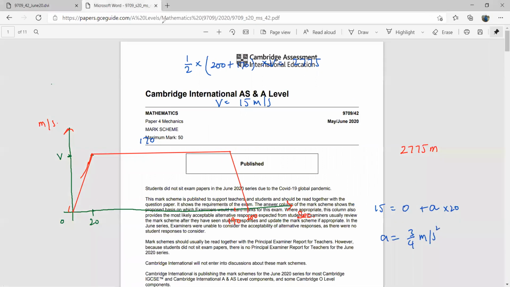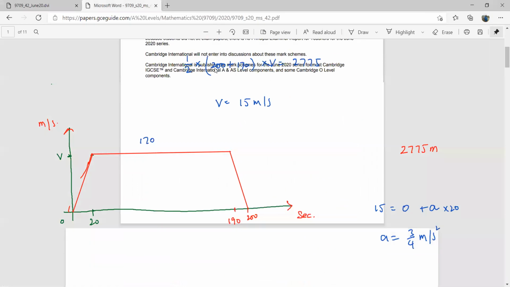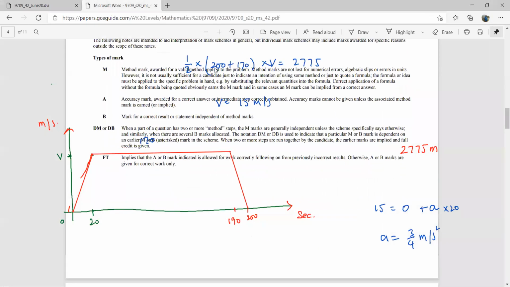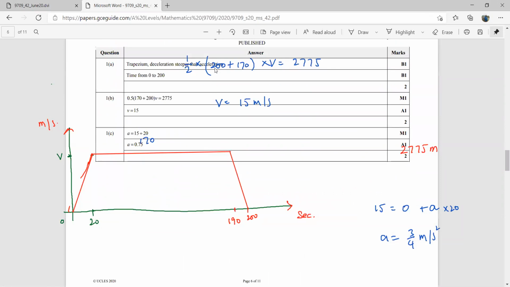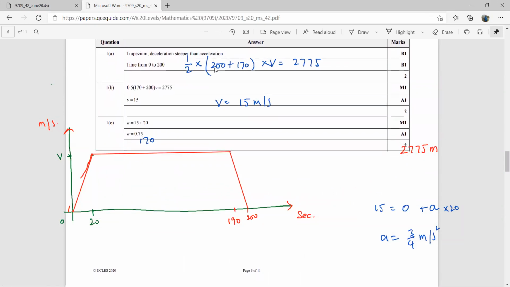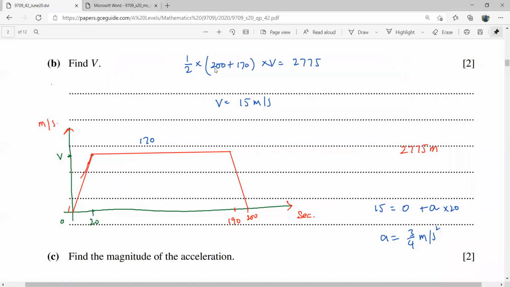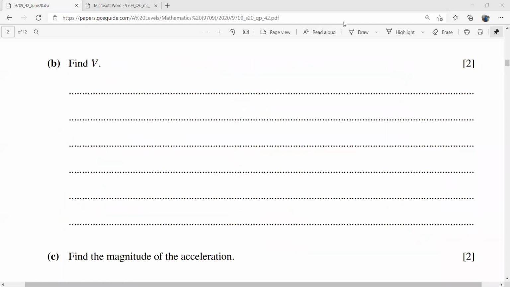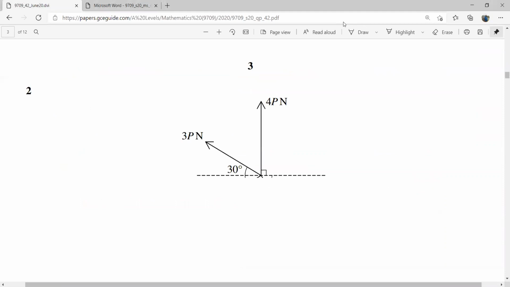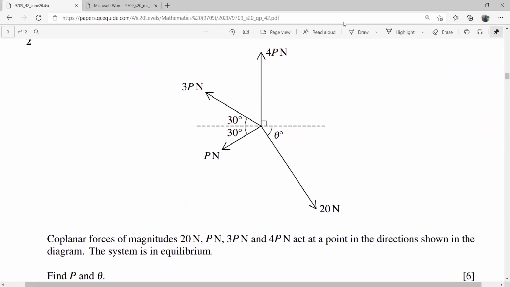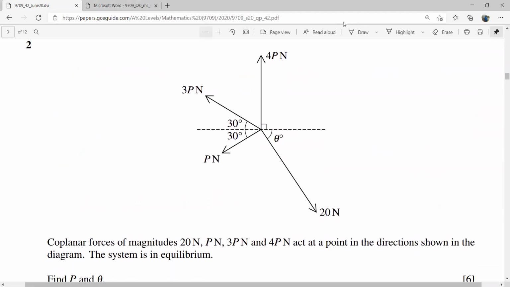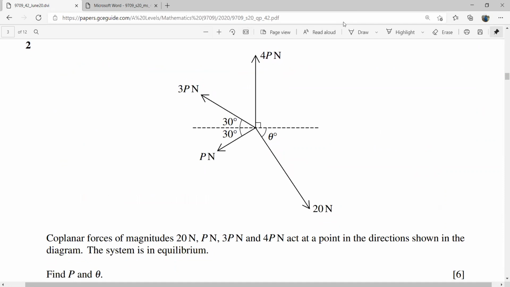Just to confirm the answers here, let's see what the answers are. Yeah, V is 15 and the acceleration is 0.75. So we are perfectly all right here. Let's clear all of this and move on to the second question. So please try this first of all, and then I'll be doing that, inshallah.